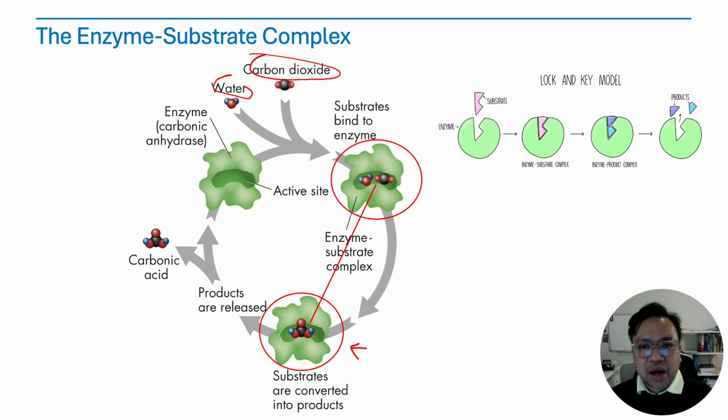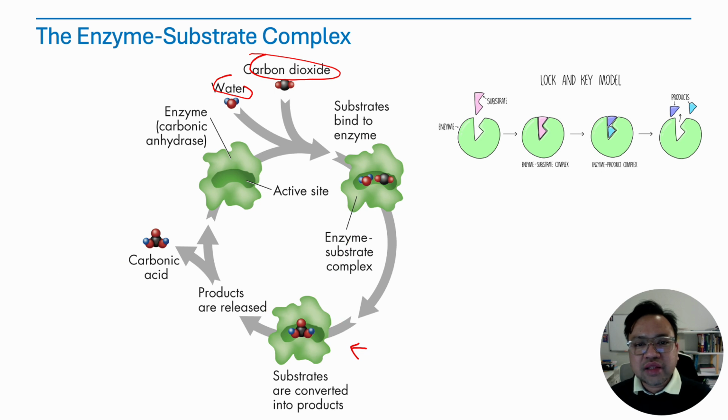Once the substrates are bound, they form a temporary stable structure known as the enzyme substrate complex. This step is essential for the enzyme to catalyze the reaction efficiently. The enzyme catalyzes the reaction, converting carbon dioxide and water to carbonic acid. This product is shown there in red and labeled as product. The enzyme releases the product, carbonic acid, and the enzyme remains unchanged, ready to catalyze another reaction cycle.